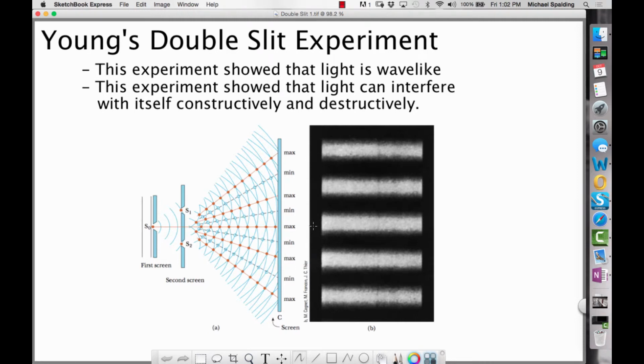All right, so Young's double slit experiment was an experiment that showed light to be wave-like. What he did is he passed monochromatic light through two slits. So let's stop for a second. What do we mean by monochromatic? Mono means one, chromatic refers to color, so it's light with only one type of color, which means what about the wavelength? It's going to be the same.